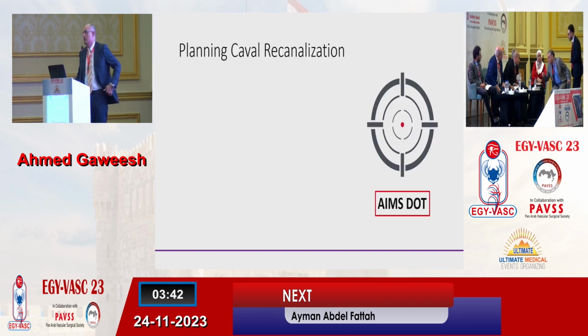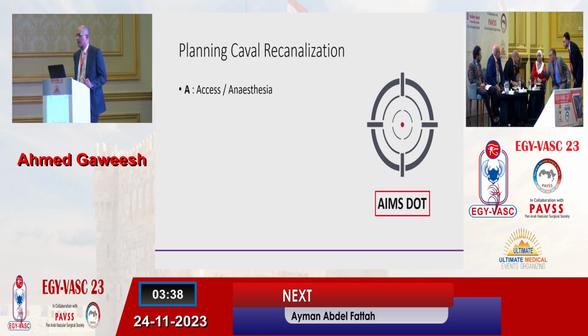So to make things easier, we developed an acronym to plan cava recanalization. A stands for access. You have to plan your access very well before going in, because it can lead either to a successful procedure or failure of the whole procedure. If you go into the collaterals and you do a bad access, that makes it a failed procedure before you even start. Anesthesia: we always prefer general anesthesia for those lesions.